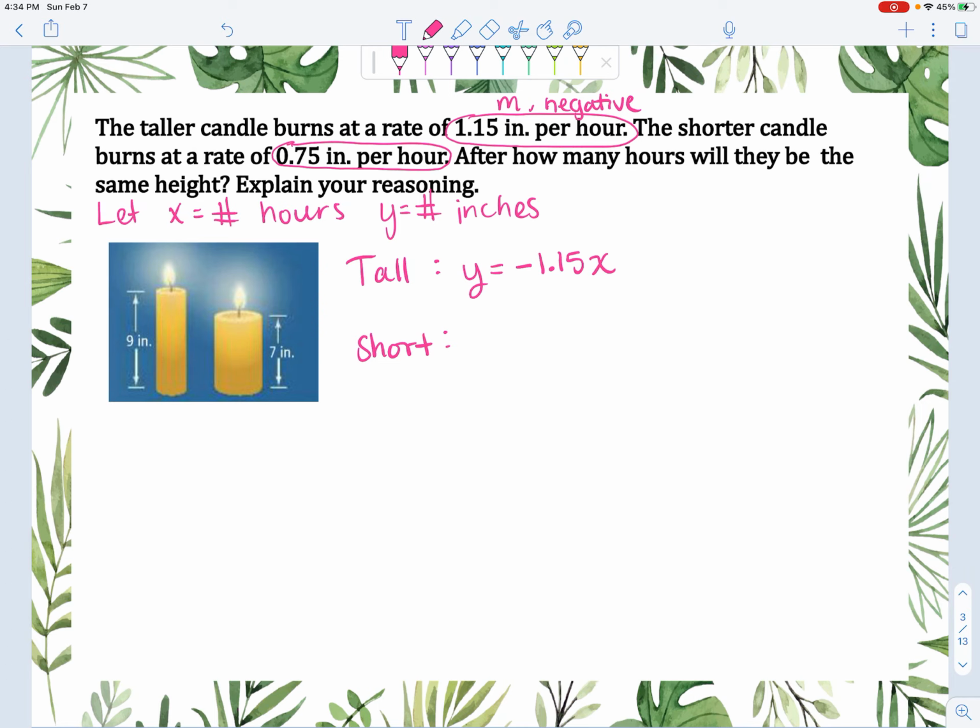And then I need my b value. Now remember, the b value is going to be some sort of starting amount. Well, if I look at the picture here, it's telling me that this candle was 9 inches to begin with. That's my b value. Here are both of my b values, the initial height of the candles. So this is going to be negative 1.15x plus 9.